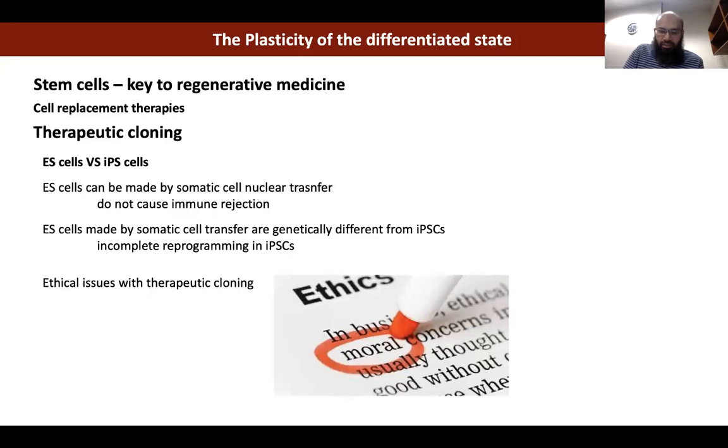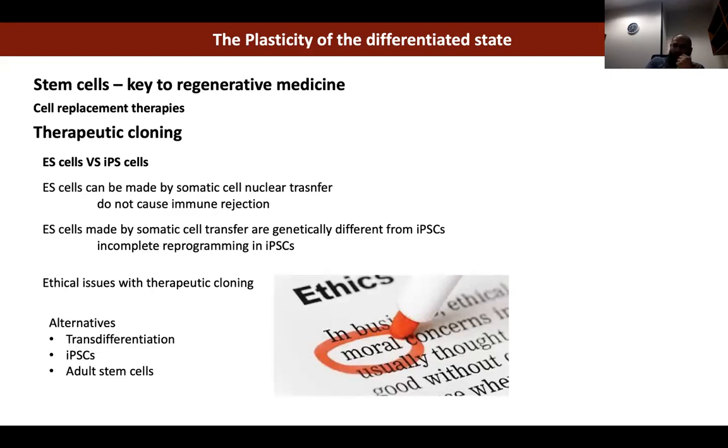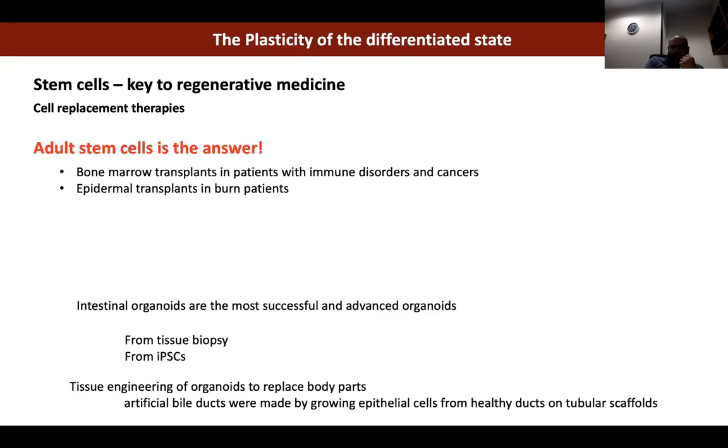Then, of course, in somatic cell nuclear transfer, the process that you call cloning, there are ethical issues, which I think we have covered earlier. So the alternative to somatic cell nuclear transfer is basically either transdifferentiation, or you use induced pluripotent stem cells, or you use adult stem cells. So the ideal thing is, of course, adult stem cells.